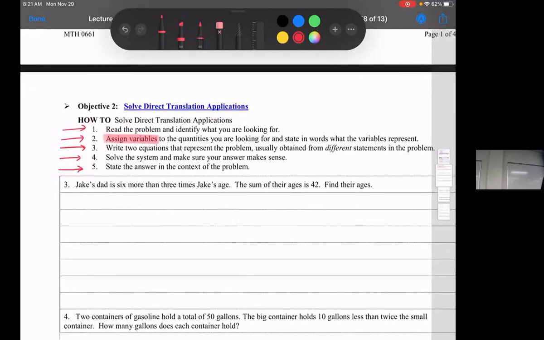All right, Jake's dad is 6 more than 3 times Jake's age. The sum of their ages is 42. Find their ages. So first things first, let J and D be the ages of Jake and Dad.